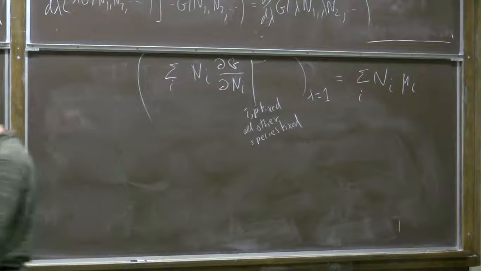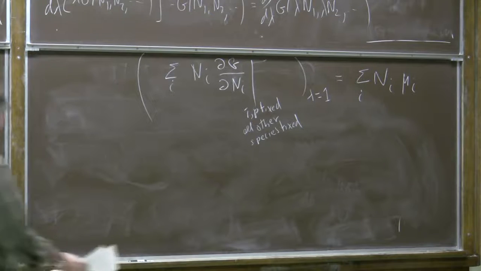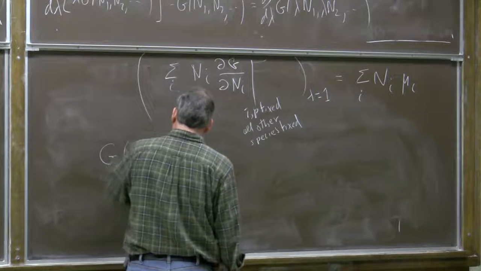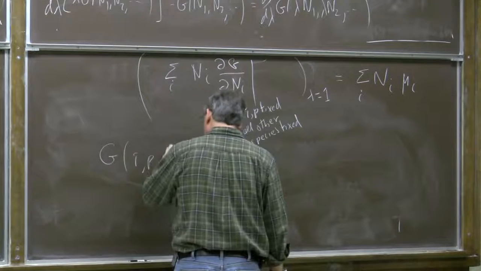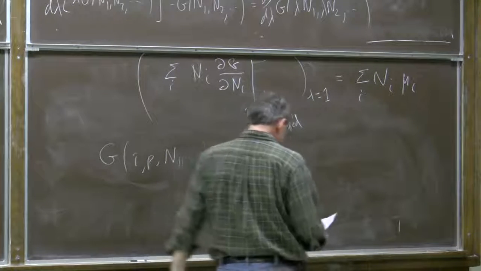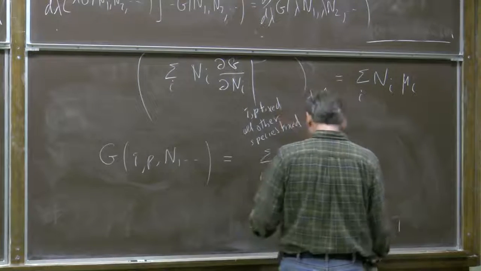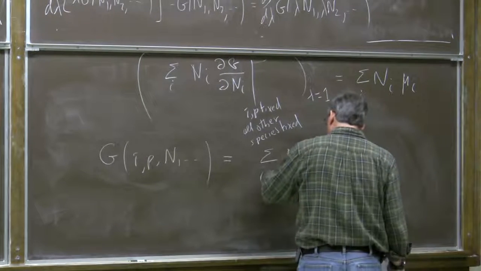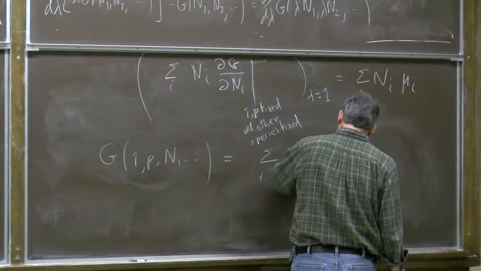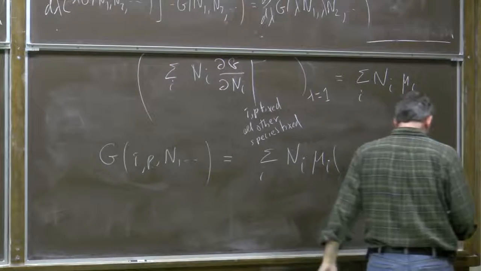Okay? So in the case where we do have many species, I can write the Gibbs free energy, a function of temperature, pressure, N1, and so on, as a sum over species of number of particles of type I, times chemical potential of species I.